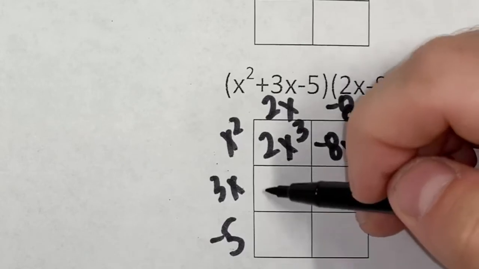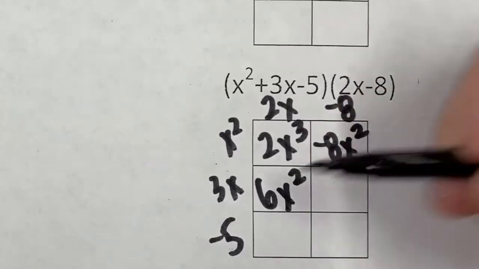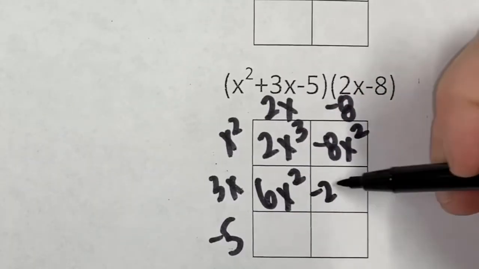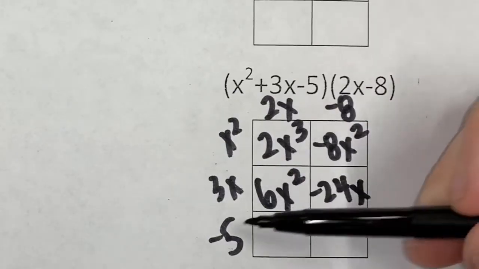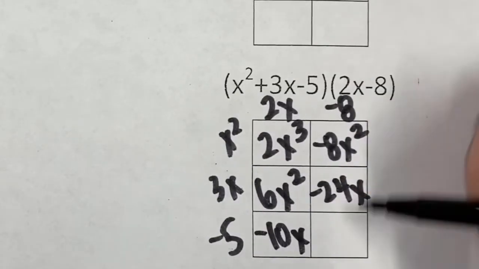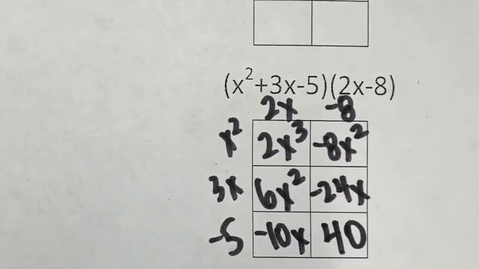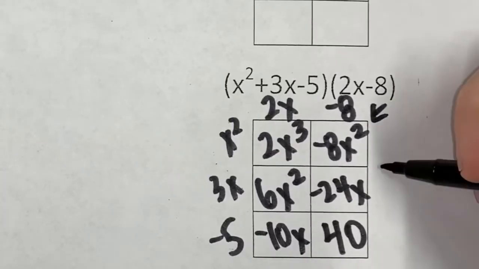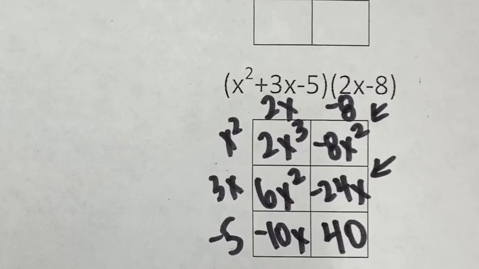3x times 2x is 6x squared. 3x times negative 8 is negative 24x. Negative 5 times 2x is negative 10x. And negative 5 times negative 8 is 40. As you'll see, the like terms are on these backside diagonals.